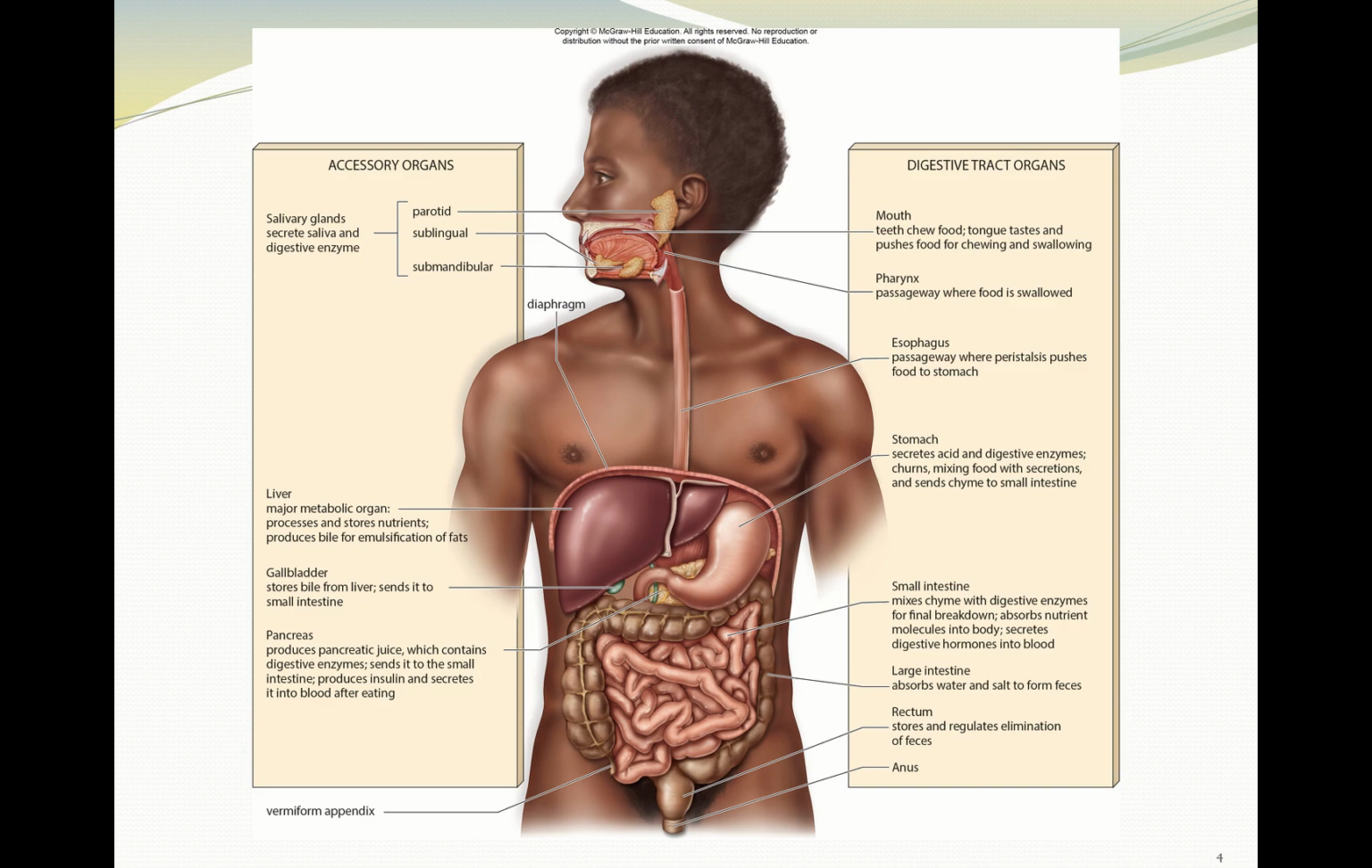This illustration shows the digestive tract organs in the right side of the table: the mouth, the pharynx, the esophagus, stomach, small intestine, large intestine, rectum, and anus. And then the accessory organs on the left side column: the salivary glands, the liver, the gallbladder, the pancreas. So we'll talk about all these through the course of today's lecture.